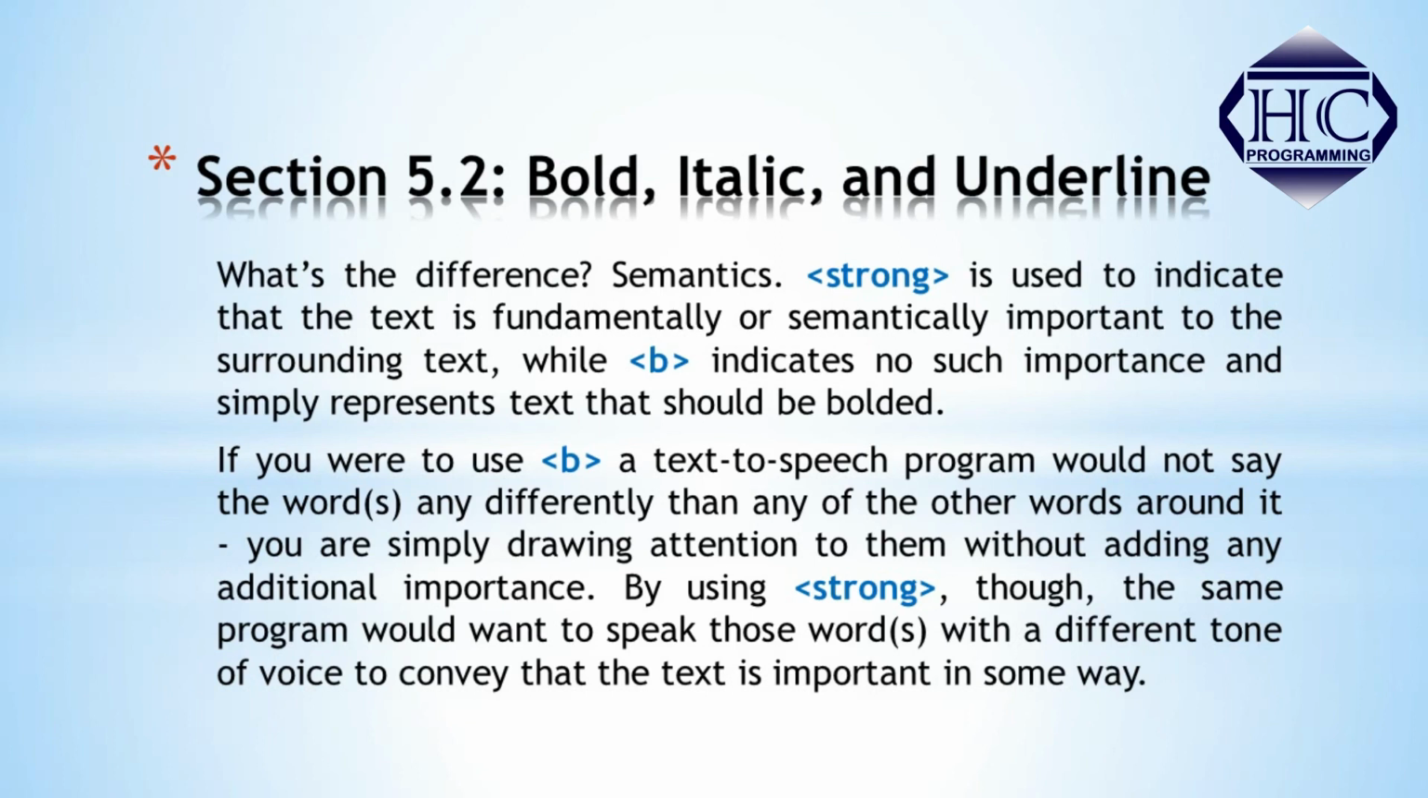If you were to use B, a text-to-speech program would not say the words any differently than any of the other words around it. You are simply drawing attention to them without adding any additional importance. By using strong, though, the same program would want to speak those words with a different tone of voice to convey that the text is important in some way.